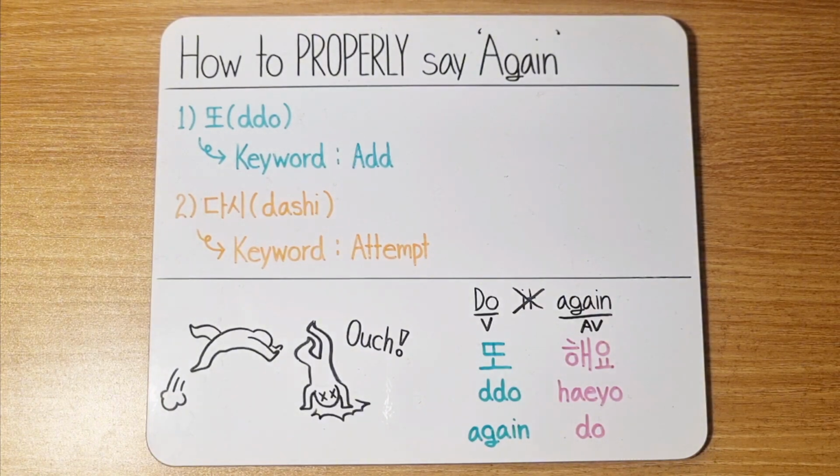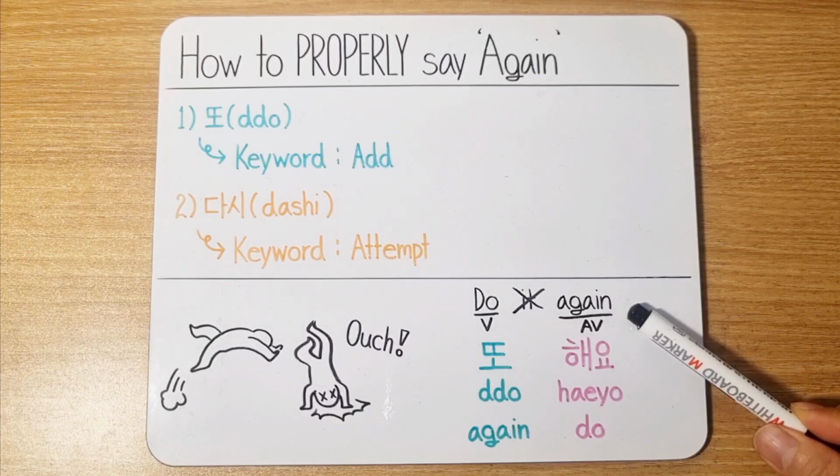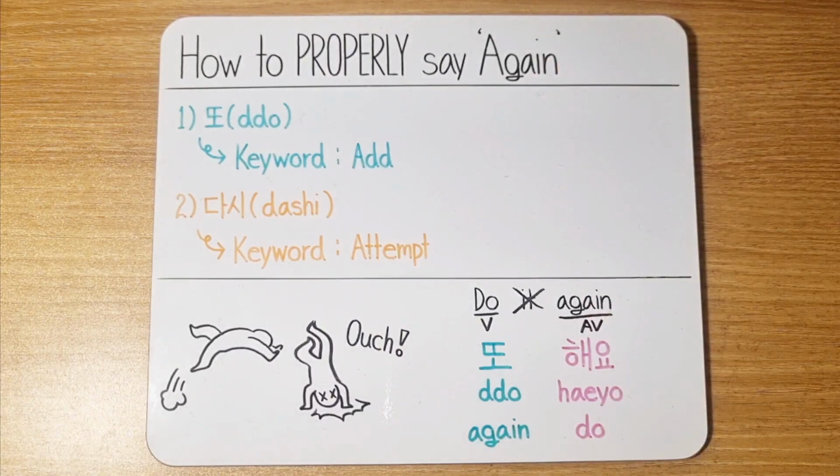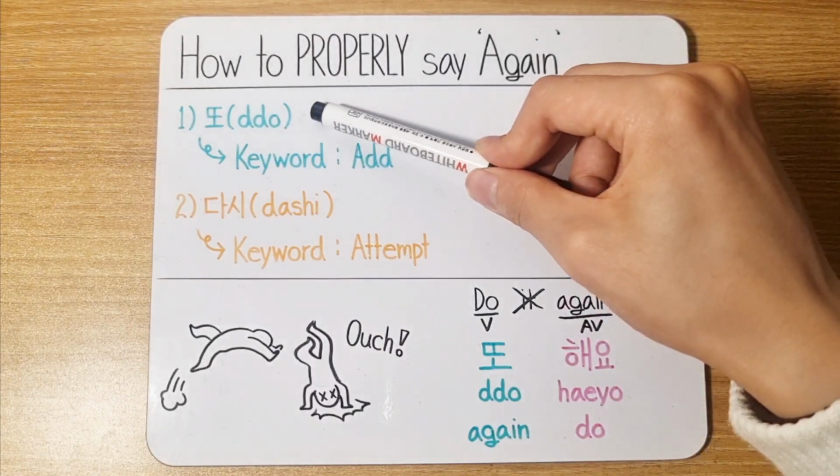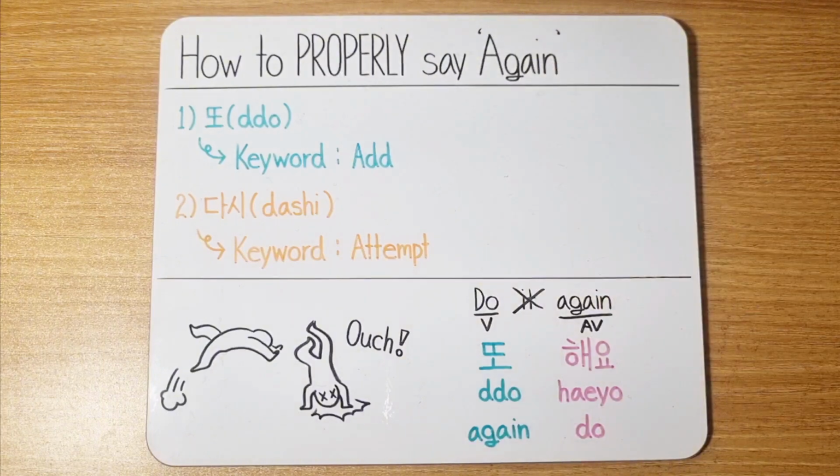So in that case, as again, I will use the first version, 또, and therefore the full sentence will look like 또 해요. Thank you.